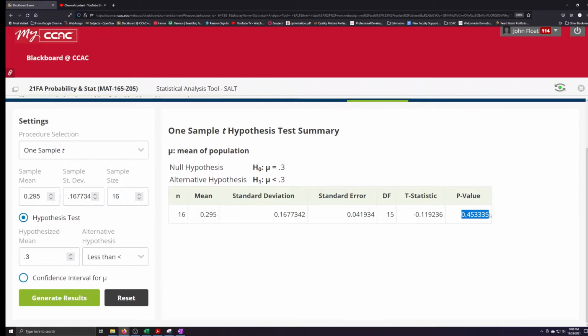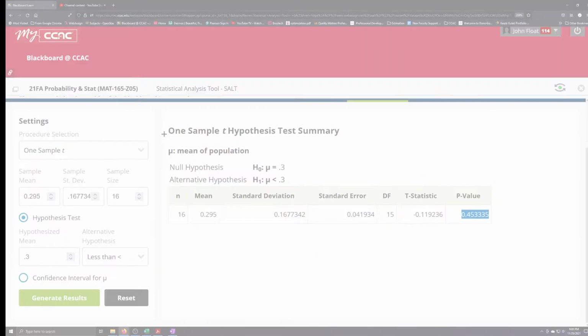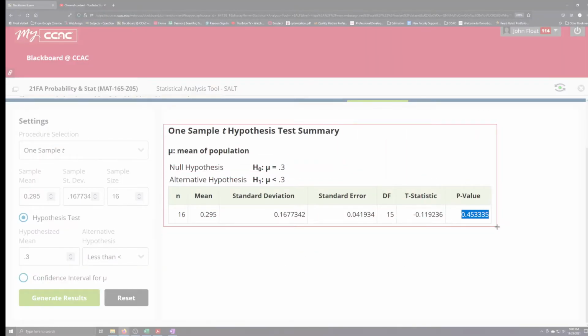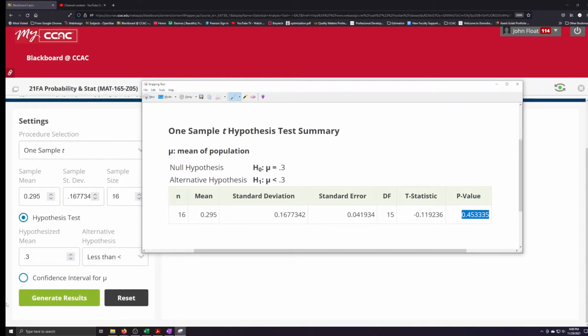So if you were to look up this test statistic of negative 0.119 on your t-table, you're not going to find it, which means you can't get a p-value. You can only estimate what the p-value is. So technology takes over that realm for us. So what I'm going to do here is copy and paste this and put this into our notes because I think it's really important. So give me a second here. Let me do that.